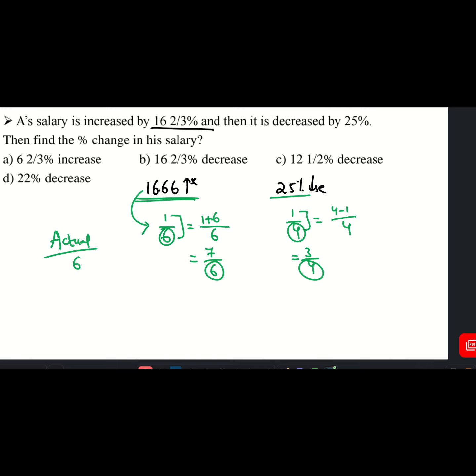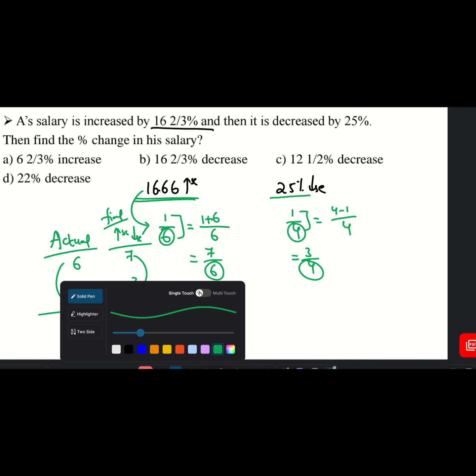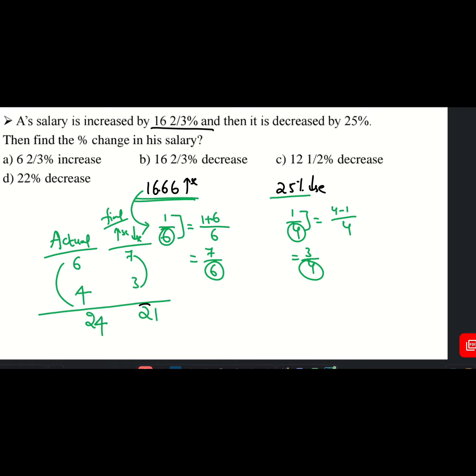Actual values are 6 and 4. Increase, decrease values are 7 and 3. So 6 fours are 24. Actual value is 24. Final value will be equal to 7 into 3, which is 21. Initial value is 24, final value is 21, which means the final value is decreased when compared to the initial value. What is the difference? Difference will be equal to 3.